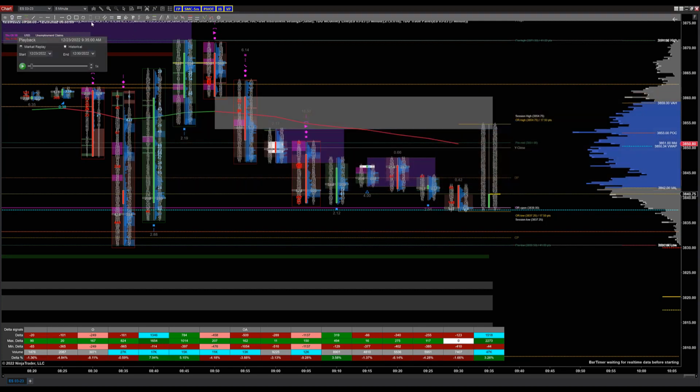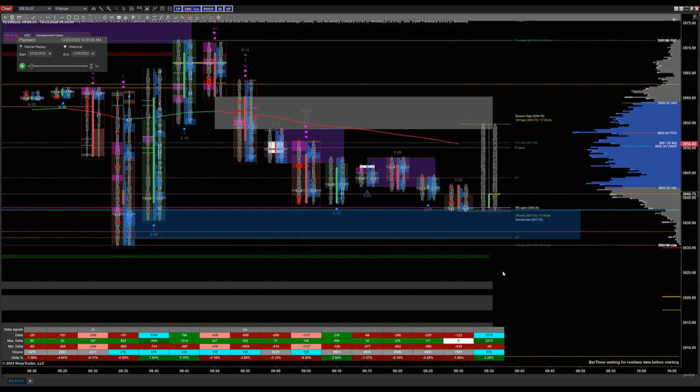let's do it this way. This is a pretty big wick rejection down here. And what do we come right to? This is pre-market. There's yesterday's VWAP here. I know from that.